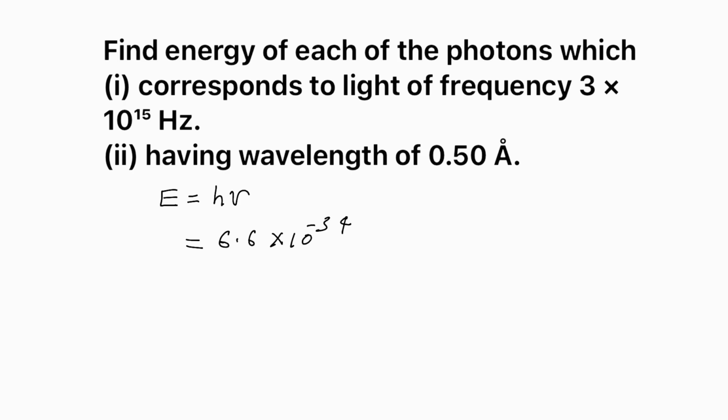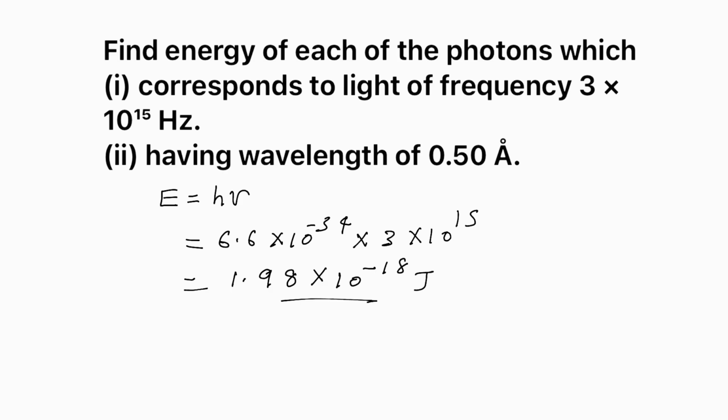If you want, you can write 6.626, okay? Into, now what is the frequency? Directly they have given 3 into 10 raised to 15. You can calculate this and you will be getting the answer: 1.98 into 10 raised to minus 18 joule. Okay, multiply this, you will be getting that, okay?